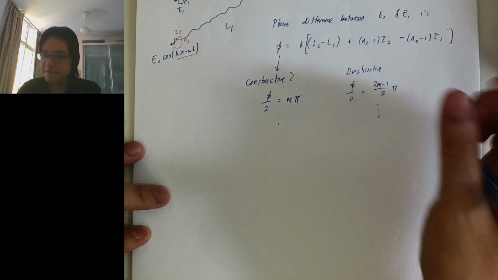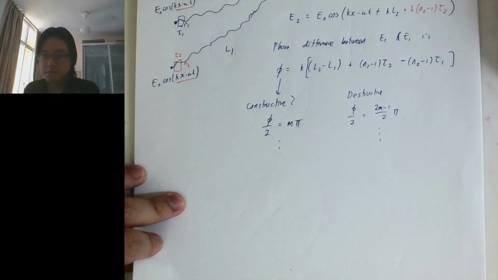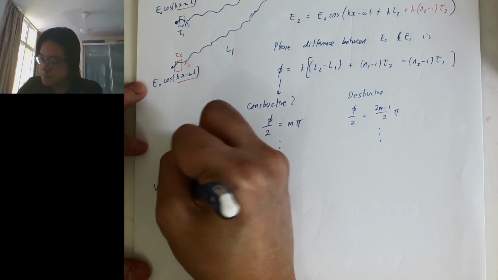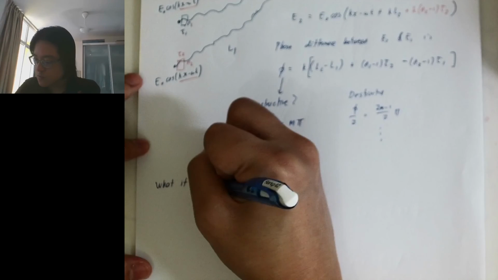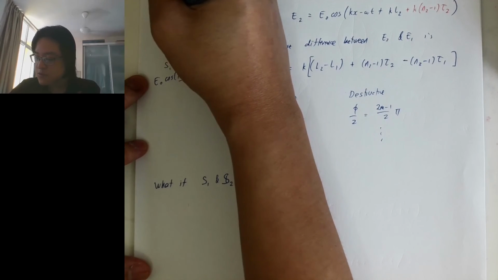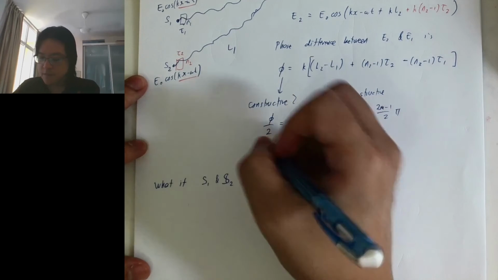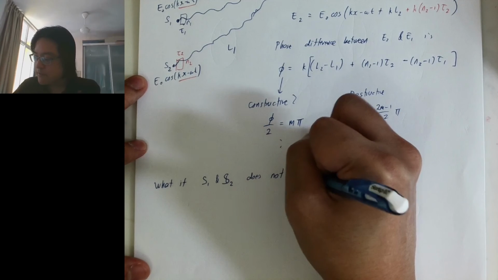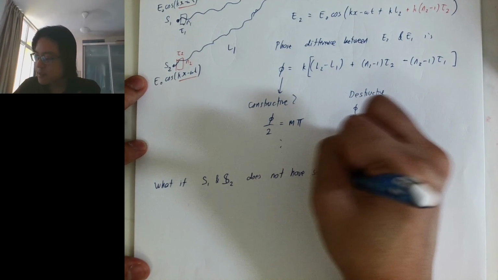What if S1 and S2, light source 1 and light source 2, do not have the same initial phase?